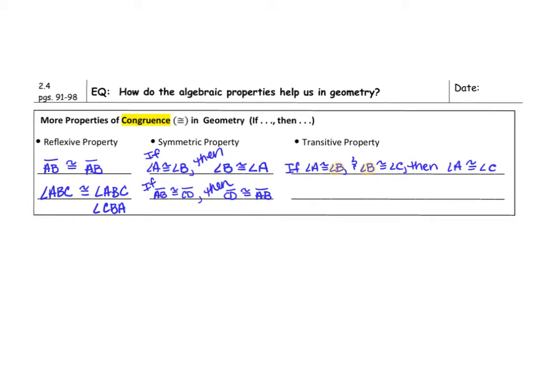Segments would look very similar. So if I had segment AB is congruent to segment CD, and segment AB is congruent to segment EF, then what? You would have segment CD congruent to EF. So if you notice, segment CD and segment EF, they're both congruent to AB. So if they're both congruent to AB, then they are congruent to each other.